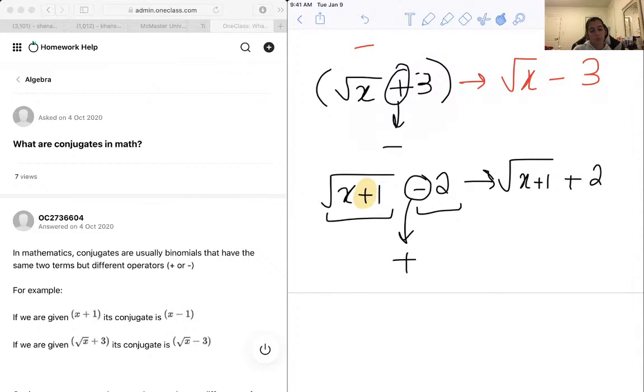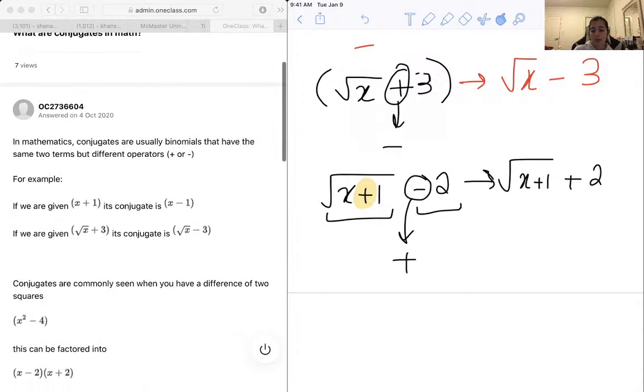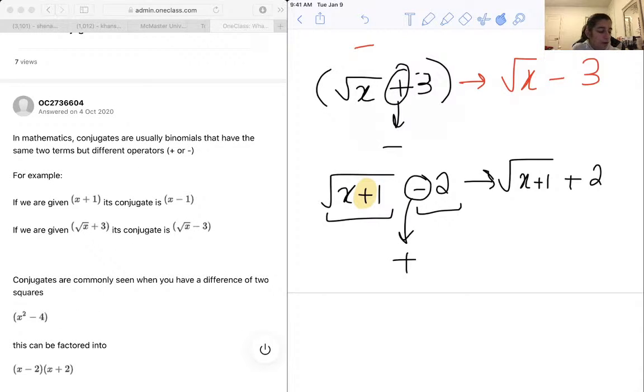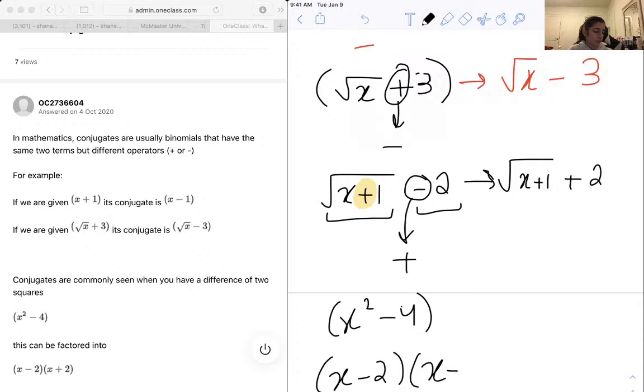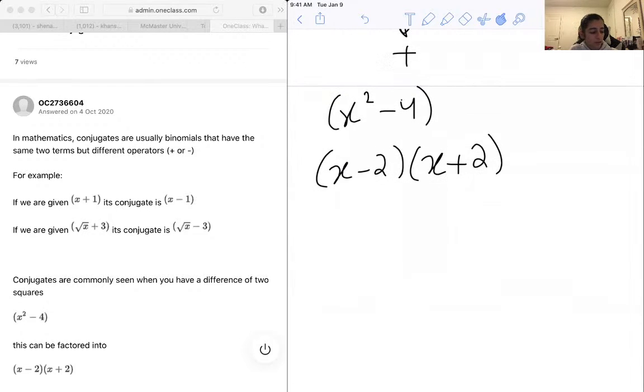Conjugates are also normally used in the difference of two squares, or perfect squares. So an example of that could be over here. We have x squared minus 4. This is the same as x minus 2 and its conjugate, which is x plus 2. So when you multiply it throughout using the FOIL method, you're going to end up with the same answer as that.